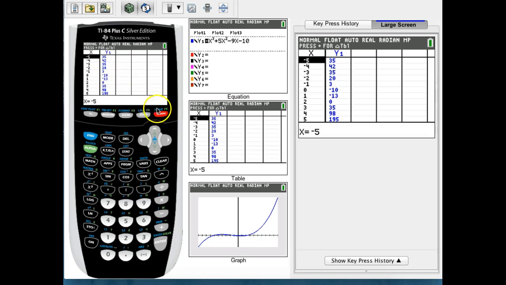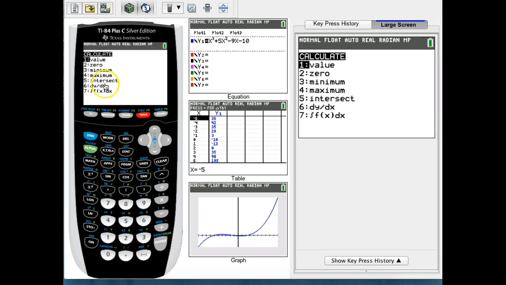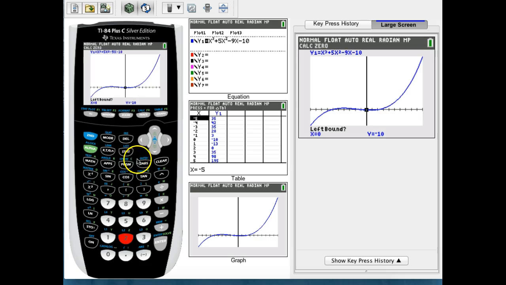So it looks like we'll just jump right back into the graph. Second trace button to calculate. Number 2 is the 0. Left bound, I'll check this very left one first, to the left of it there. Right bound just barely comes above 0. Take a guess. So negative 6.19. That'd be good enough.